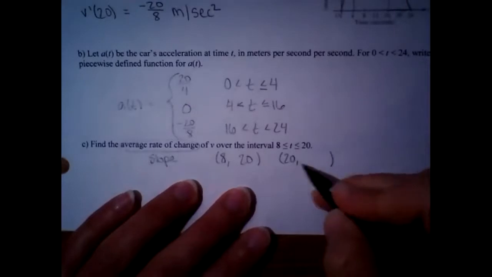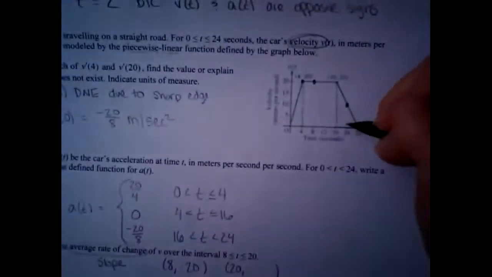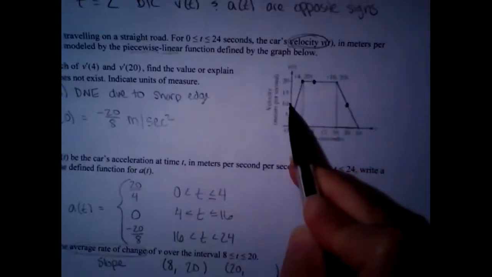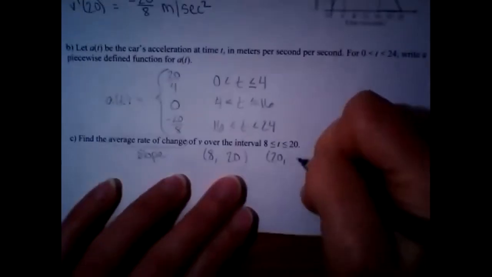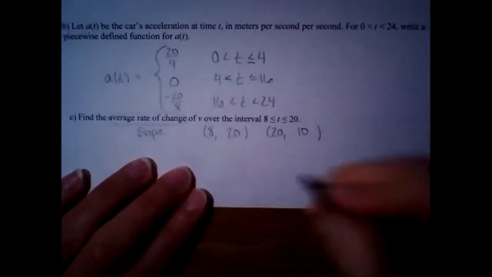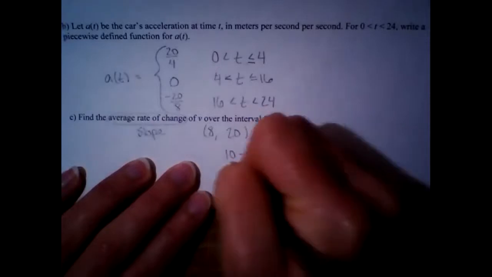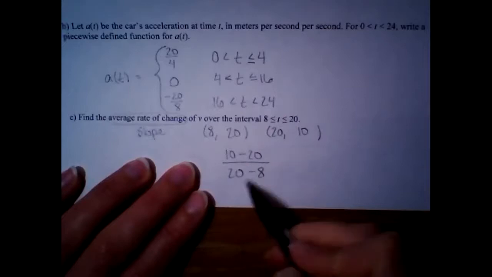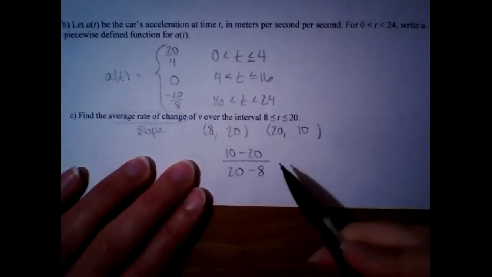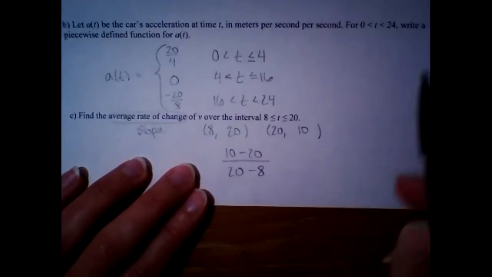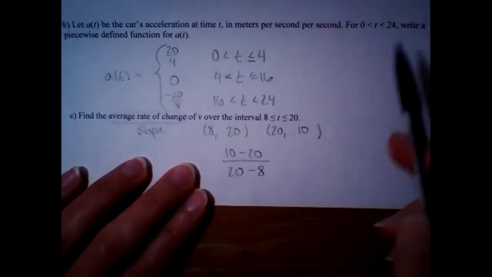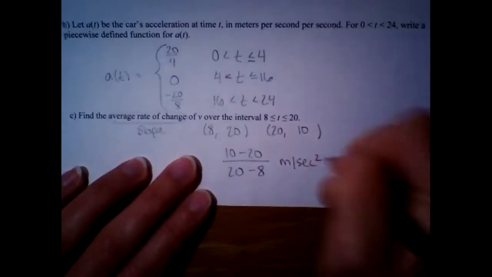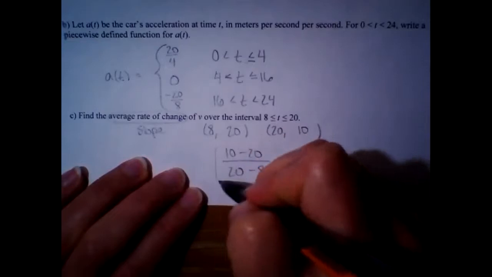And then I need to get the point for 20. So 20 is right here. That point on the graph is at 10. So 20, 10, and then just do the slope. It'll be 10 minus 20 over 20 minus 8. You don't have to simplify. Just subtract the y values, subtract the x values. But we do want units. So velocity was meters per second. We did a slope of that, so it's going to be meters per second squared. It's an estimation of the acceleration.